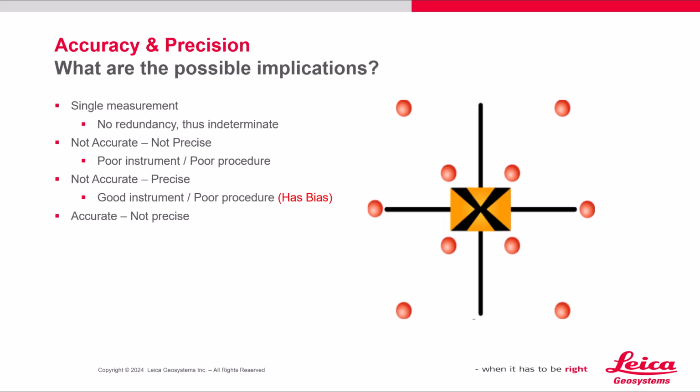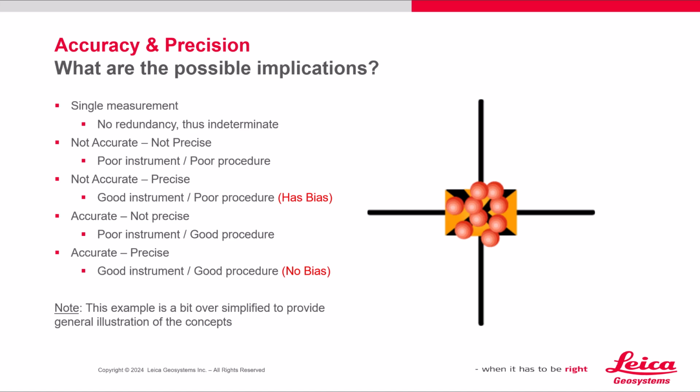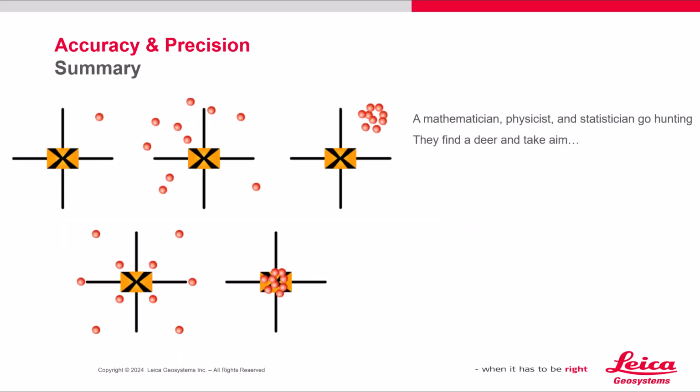Accurate and not precise. This is what I call the you get lucky scenario. You do a good procedure, but you have a poor instrument, but you come up with a good result. So if you took the average of all these, they would hit the bullseye. What we're searching for is accurate and precise. Both end up causing you to hit the bullseye. Good instrument, good procedure, no bias. A little oversimplified, but this is the general concept.